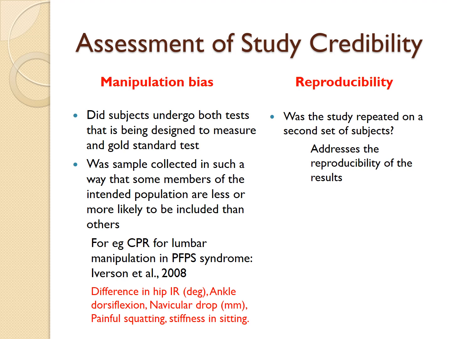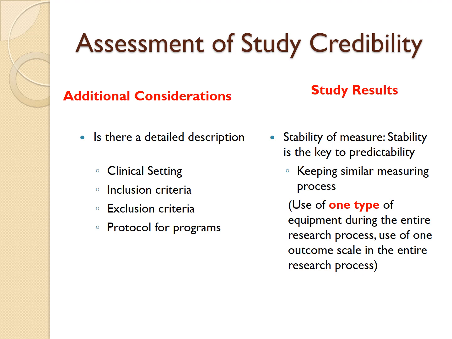So we don't know whether this study can generalize in the other population as well or not. What are some additional concerns? Is there a detailed description about where the study was conducted, whether it was outpatient, home care, or done in the patient's house? Was it a group setting or individual treatment sessions? What was the inclusion criteria or the exclusion criteria?